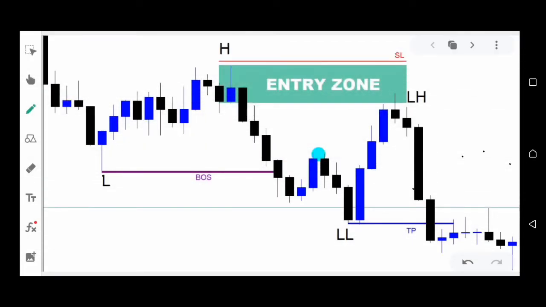In this video, guys, I'm going to be sharing with you one of the key levels that I use to spot trade opportunities. This is called the order block setup. Or if you like, you can call it supply and demand zone.